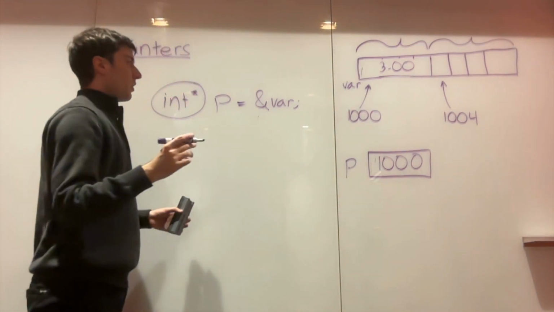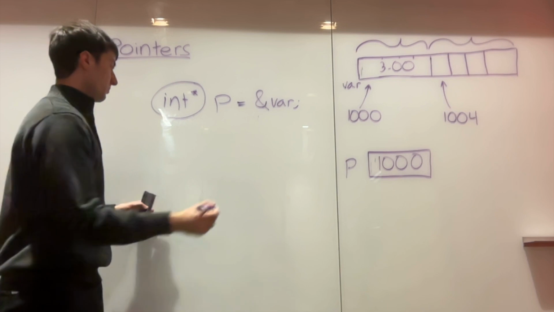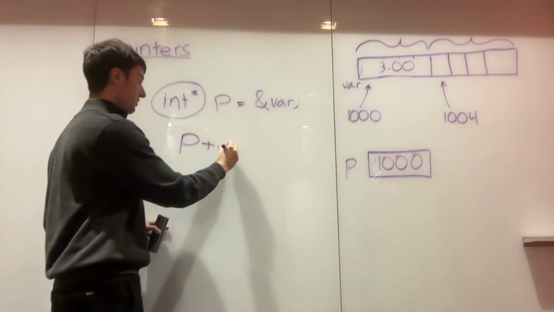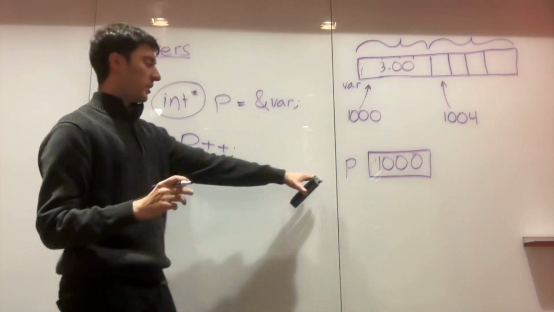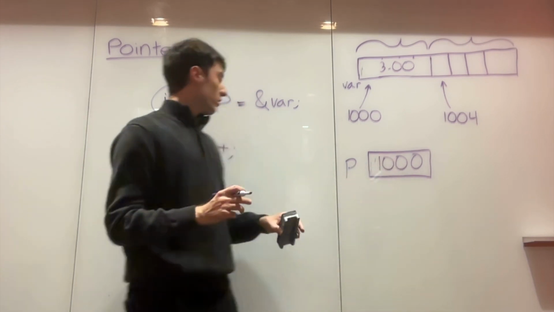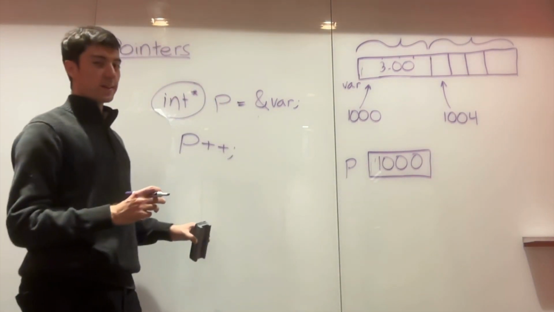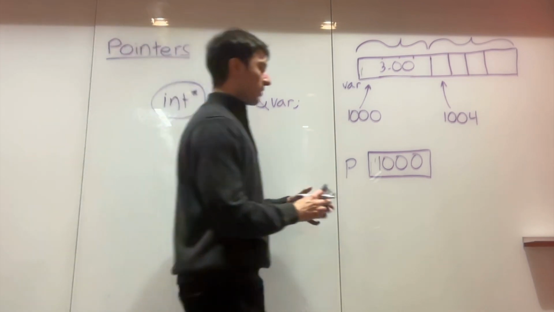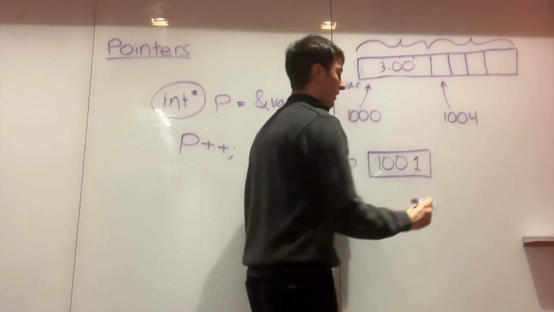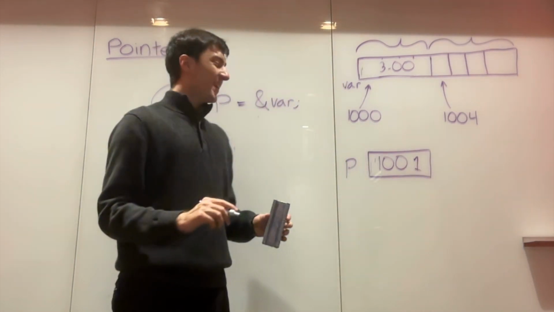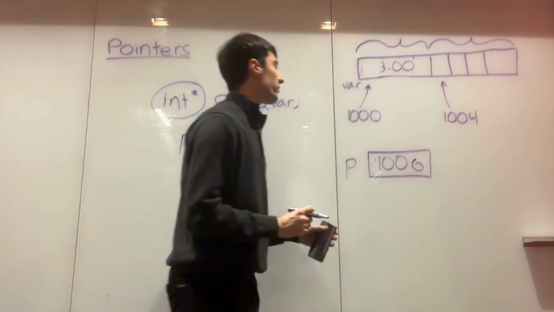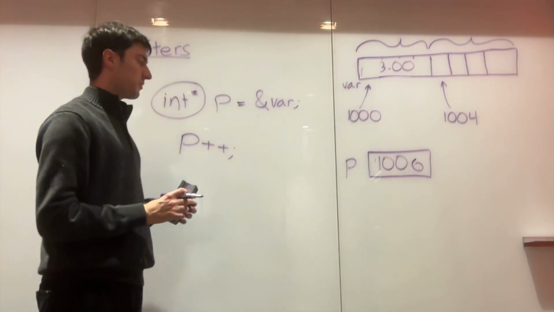Anyways, so now what can we do with this? We can do p plus plus. Now p has a value in it, 1000. So what do you think is going to happen when you do a plus plus? Well, you think it's going to come here and just go, all right, 1001. But that's not what happens. No. So it comes 1000, right? And then we do plus plus.